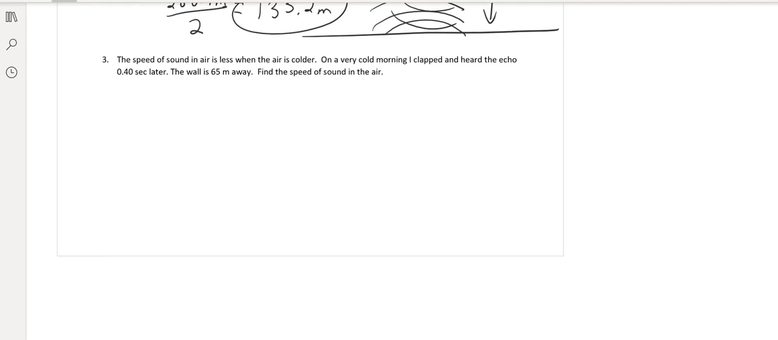So let's take a look at the third one. The speed of sound in air is less when the air is colder. So on a very cold morning, I clapped and heard the echo 0.4 seconds later. The wall is 65 meters away. Find the speed of sound. So once again, drawing the picture would be very handy.